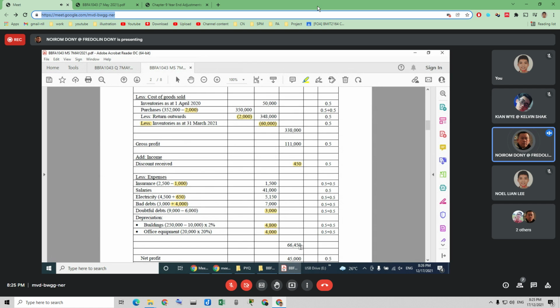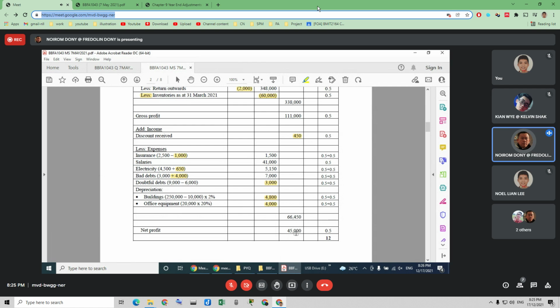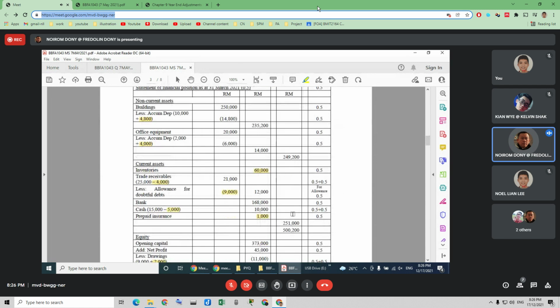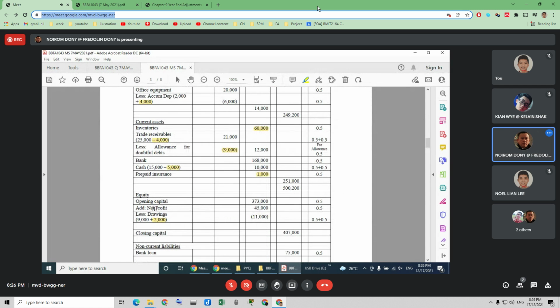Okay. Now, so we have net profit 45,000. So that net profit, okay, you plus with the opening capital. So add a net profit here, 45,000. Okay, we have closed off all the expenses and revenue, and we derive just one figure that is net profit, which belongs to the owner. So we plus net profit here.